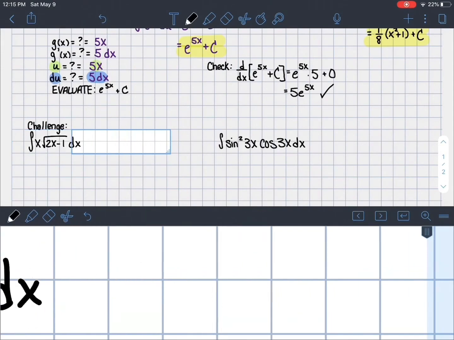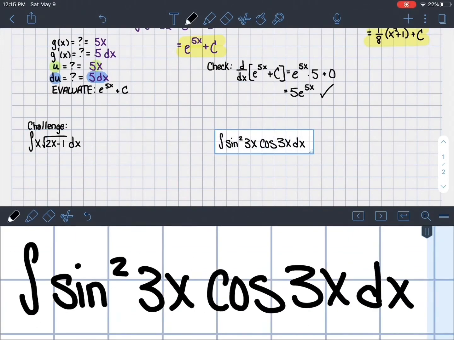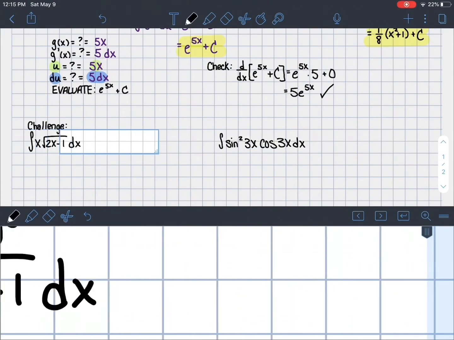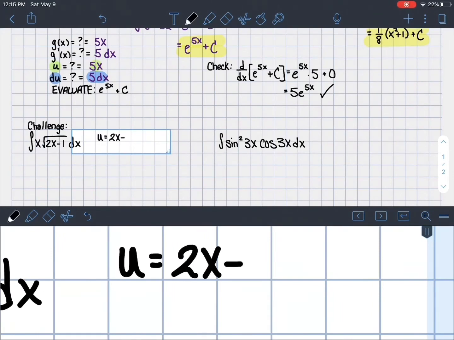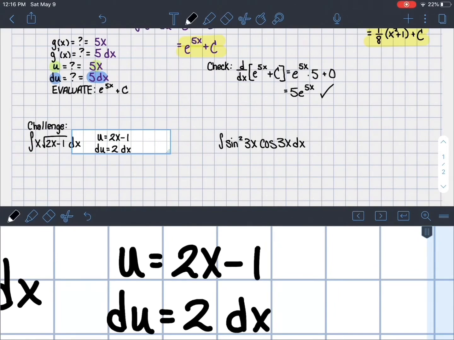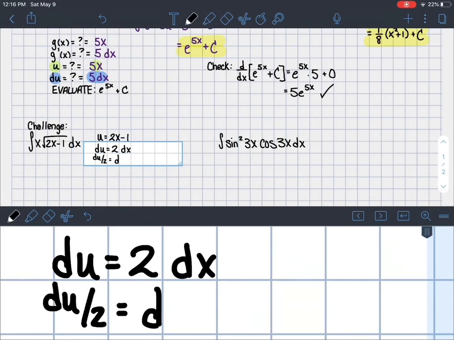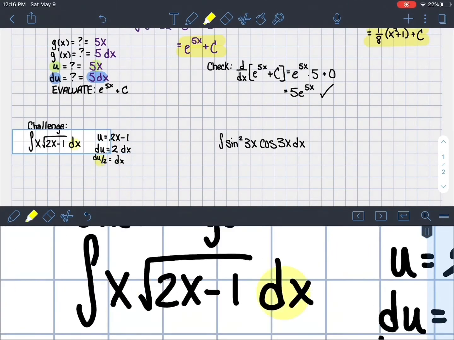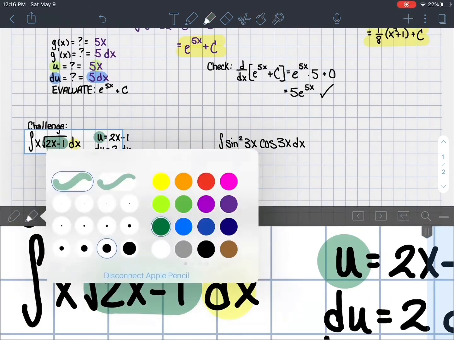Now it's time for some challenge problems. Pause the video and give them a go, and then come back here and watch my solution. In this first one, we end up with 2 dx. We don't have a 2, so we have to get rid of it. So we have found dx, but we're missing an x. What do we do if we're missing an x?